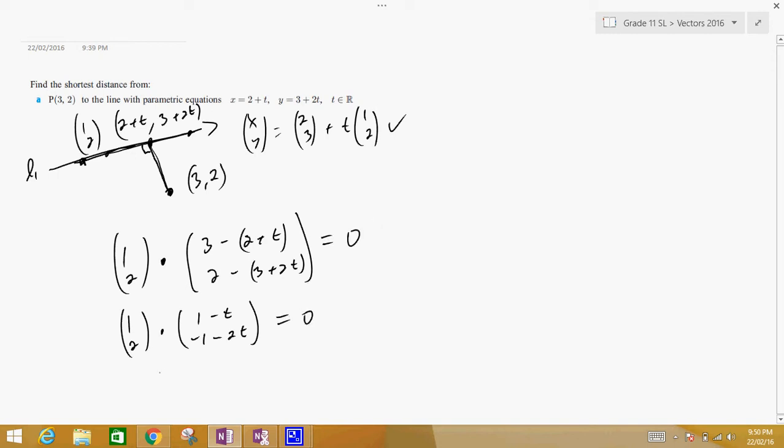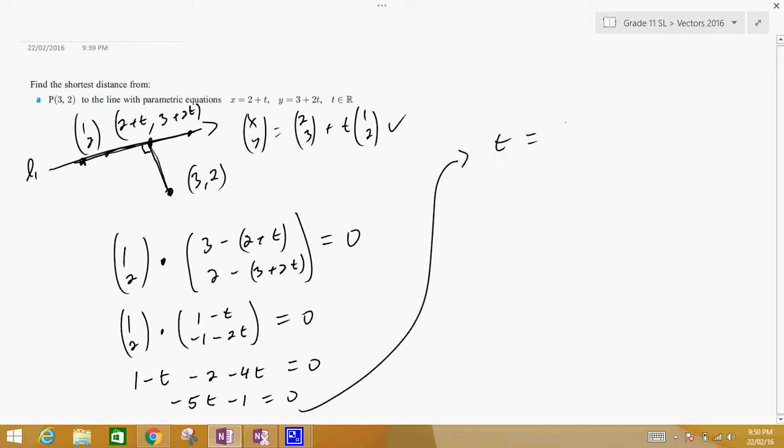So let's figure out the dot product. The x value times the x value: 1 times (1 minus t) is 1 minus t. 2 times (negative 1 minus 2t) becomes minus 2 minus 4t, and that's equal to 0. So negative 5t minus 1 is equal to 0. And therefore, t is equal to negative 1 over 5.